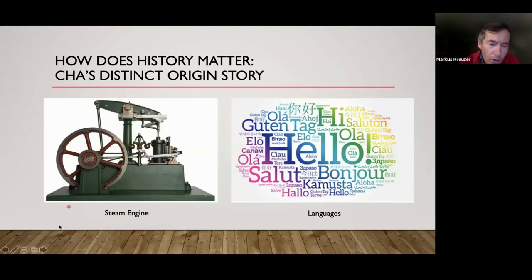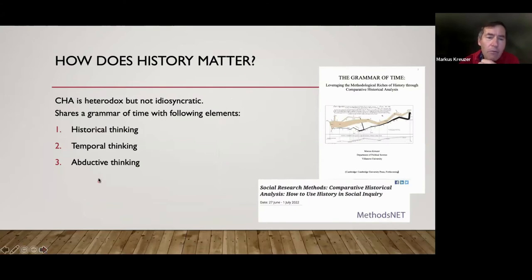But what I'm hoping to try to show you today is that while comparative historical analysis is heterodox, it is not idiosyncratic because it shares a grammar of time. And this grammar of time has three common elements that will structure the rest of this talk. The first one is historical thinking that we already encountered. The second one is temporal thinking, and the third one is abductive thinking. So that will be the focus of this lecture today.